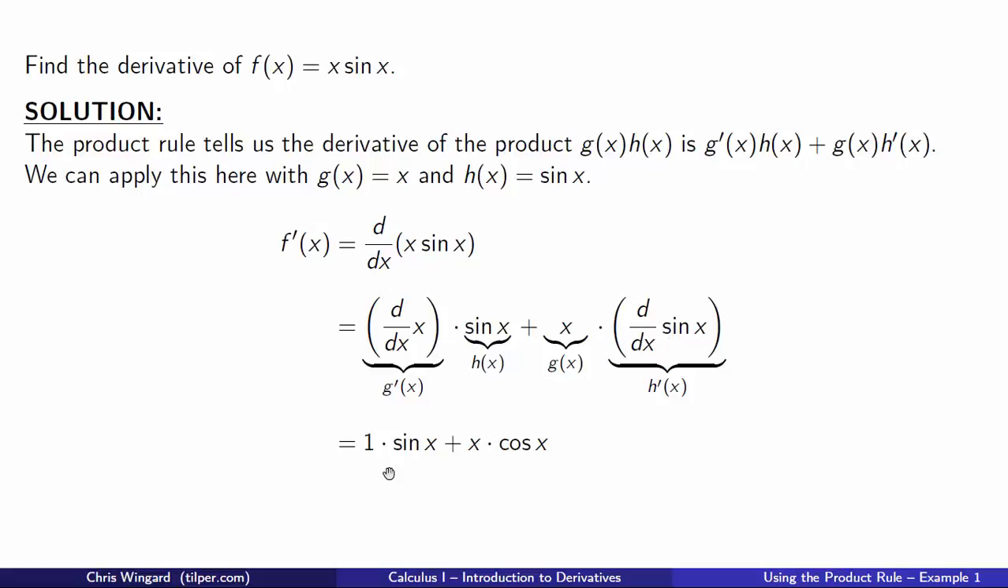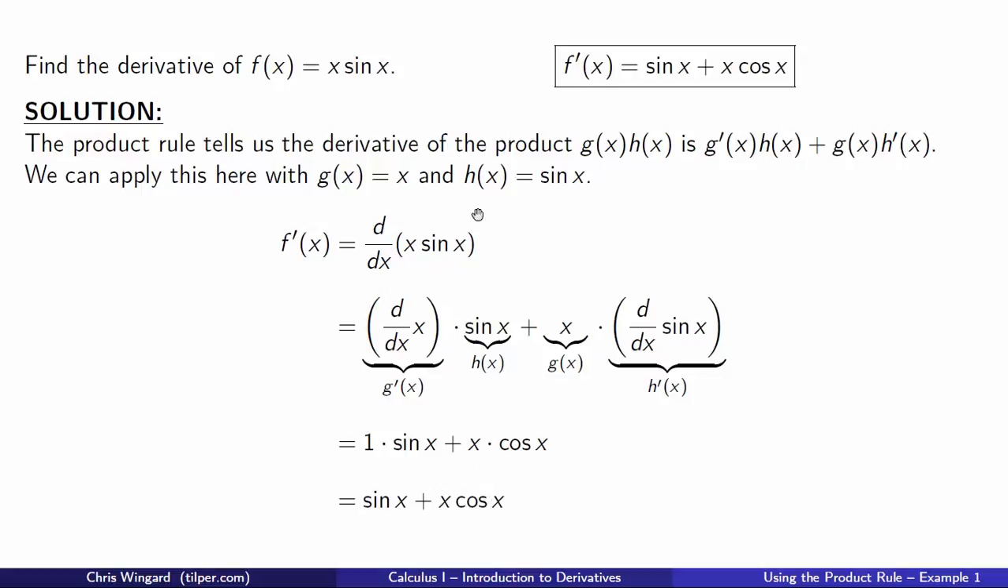So we have 1 times sine of x plus x times cosine of x, which we can simplify ever so slightly to sine of x plus x times cosine of x. And that's our final answer. F prime of x is sine of x plus x cosine of x.